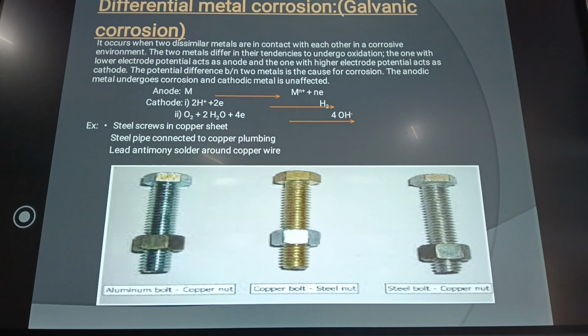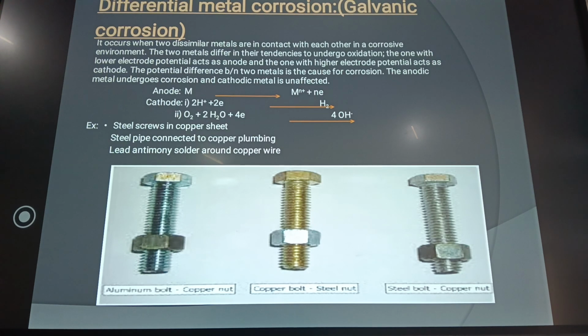You can see the picture, with combinations of different types of metal surfaces. The first one is an aluminium bolt and copper nut combination. The second one is a copper bolt and steel nut combination. And the third one is a steel bolt with a copper nut combination. The properties of the metals in those combinations are different. One can easily undergo oxidation, and one can easily undergo reduction. Due to the connection between those two surfaces in the surrounding environment, differential metal corrosion occurs.